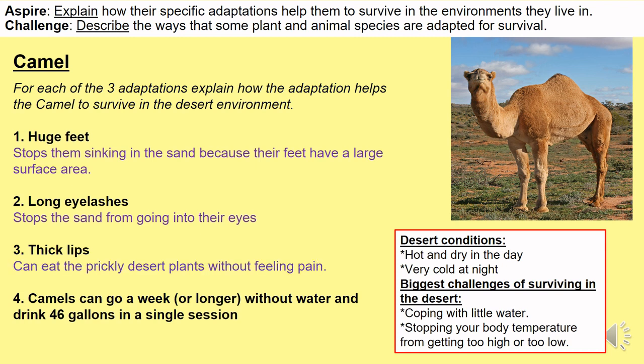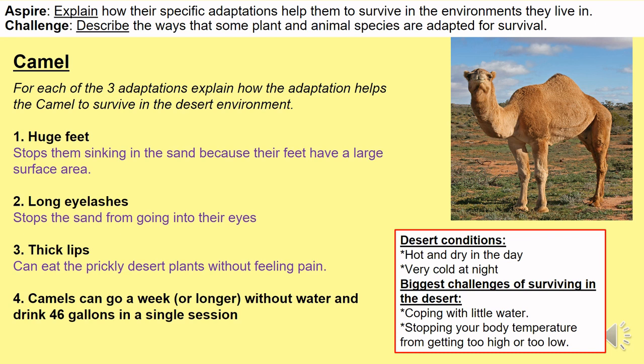They have very thick rubbery lips, which allow them to eat the prickly desert plants without feeling pain, so they'd quite happily be able to munch on a cactus without it damaging the lips or causing them too much pain.